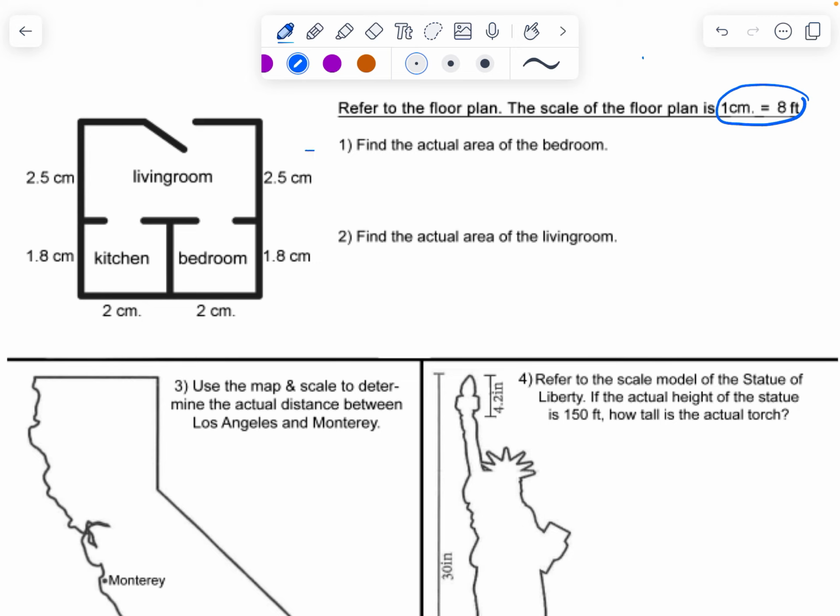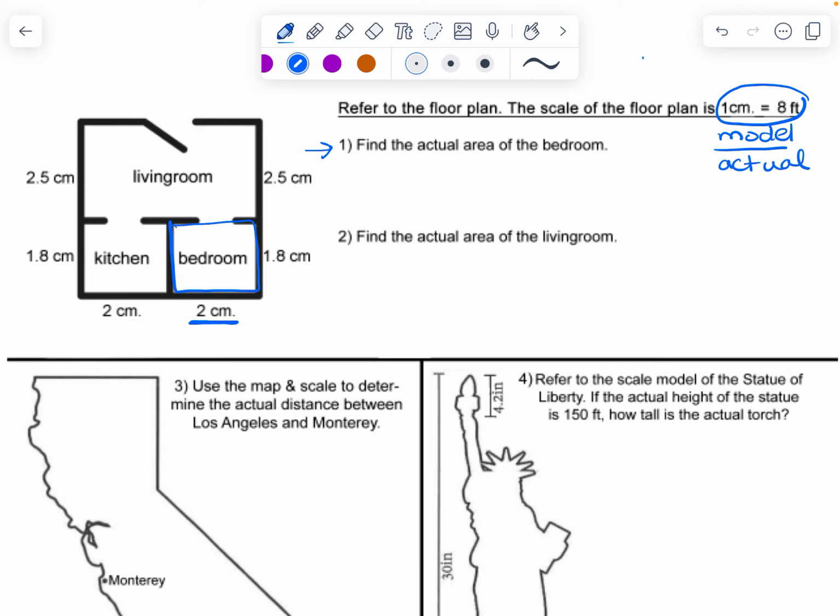So question one says, find the actual area of the bedroom. So here's the bedroom. It's this rectangle right here. So let's do each side of the bedroom. It's 2 centimeters long on the drawing. So we're going to make a proportion. Remember, proportions are two equal fractions. You're going to hear me say this a lot: we're going to put the model number on top and the actual number on the bottom. So we're doing model over actual.